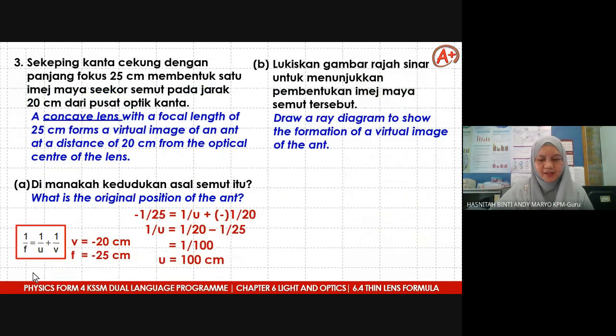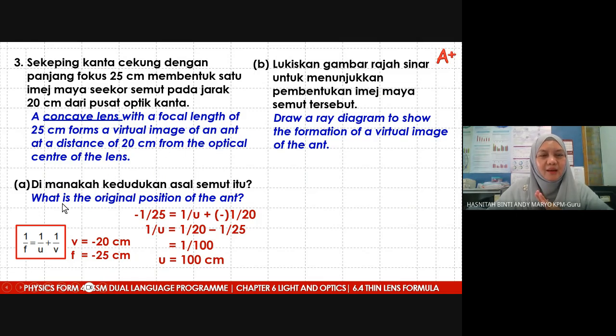Then students, this is the third question. This is not in your workbook anymore. Only two questions there in your workbook, 3A and 3B. So let us do this together. Now we are given a concave lens, so you can highlight concave lens. Remember, F is negative. Focal length 25 means F is negative 25. It forms a virtual image, so we understand V here is negative, at a distance of 20 centimeters from the optical center.